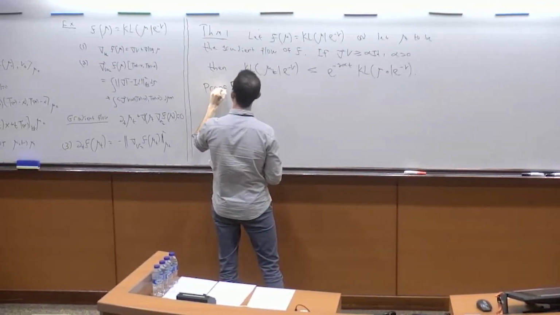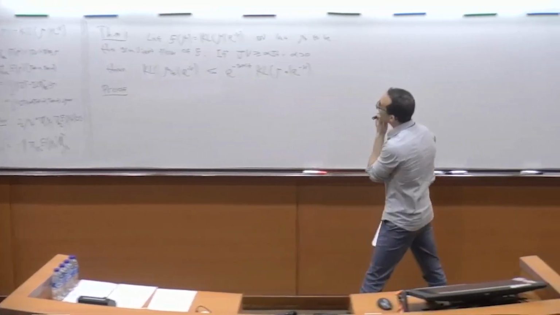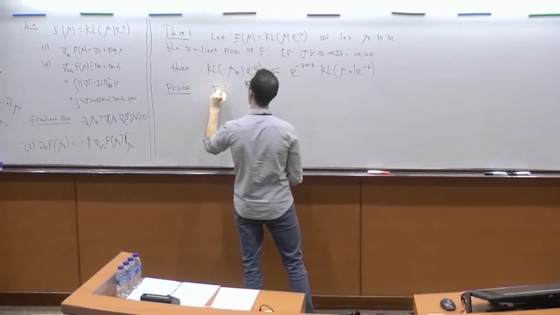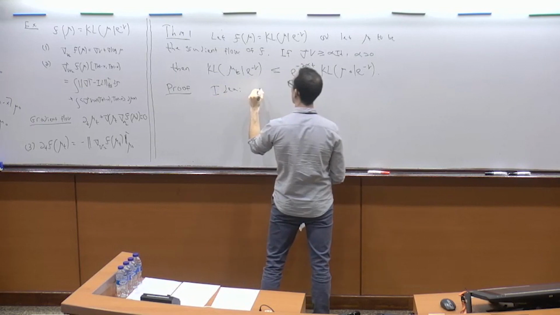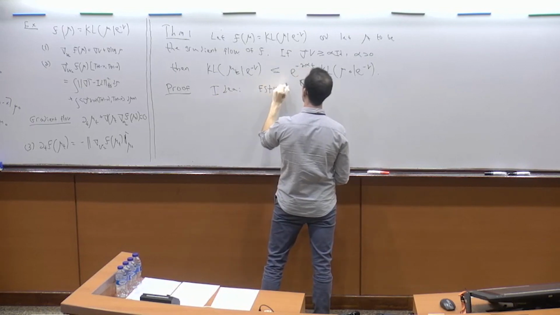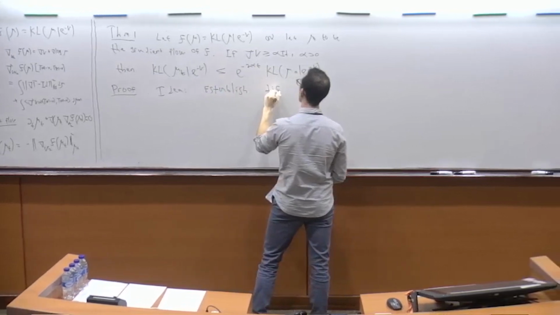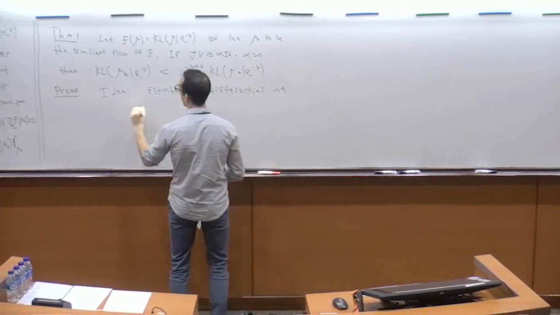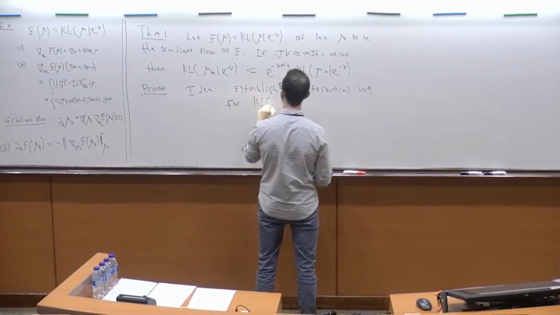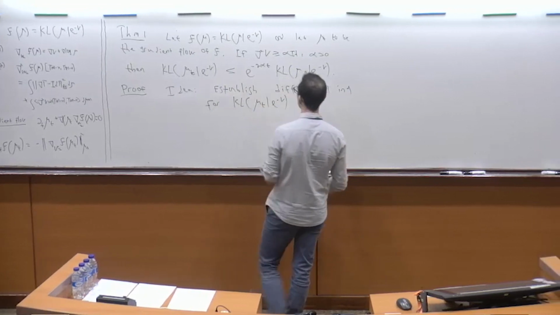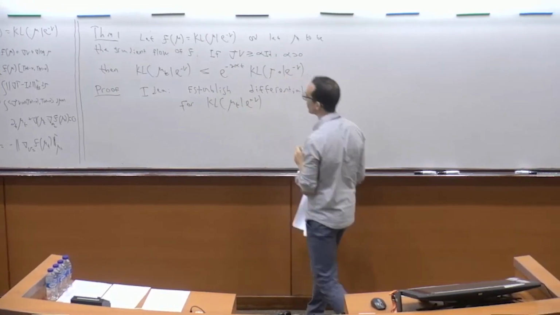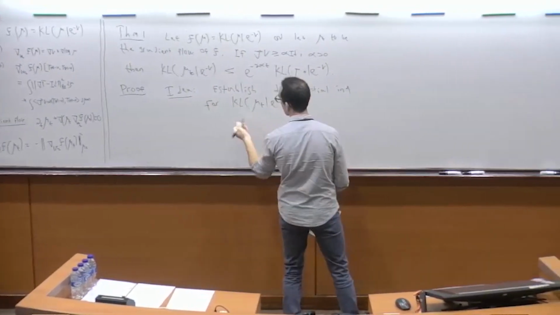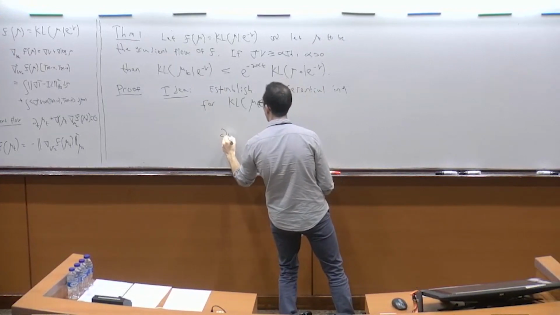So let's prove that. The idea of proving the theorem is to establish a differential inequality for the KL divergence between mu t and e^{-V}. If you're not familiar with differential inequalities, I'll just remind you of the type of differential inequality that we will use. Of course, there are many more.